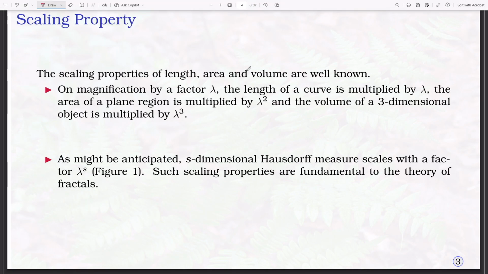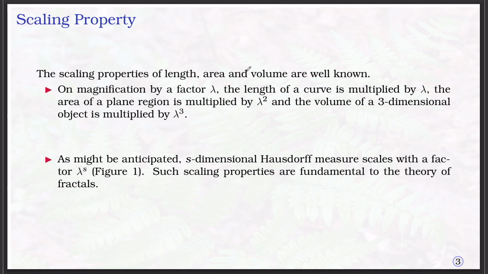Before that, we will discuss some basic properties of the Hausdorff measure. The scaling property of the Hausdorff measure. The scaling property of length, area and volume are well known. On magnification by a factor lambda, the length of a curve is multiplied by lambda. The area of a plane region is multiplied by lambda power 2, and the volume of a 3-dimensional object is multiplied by lambda power 3.